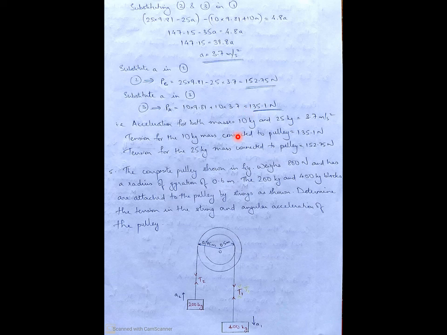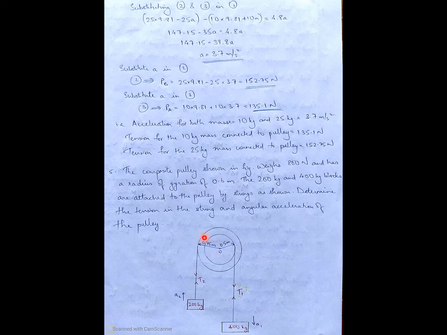Now let us see one more problem. The composite pulley shown in the figure weighs 800 Newton and has a radius of gyration of 0.6 meter. The 200 kilogram and 400 kilogram blocks are attached to the pulley by strings as shown. Determine the tension in the string and the angular acceleration of the pulley.